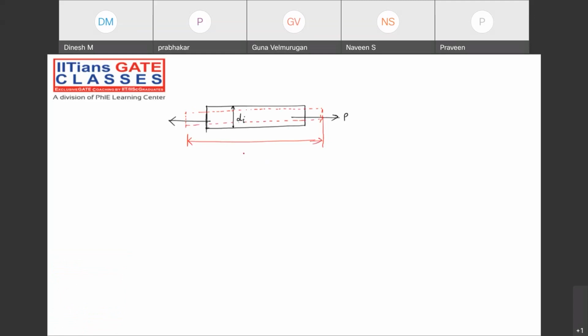Suppose that it is being elongated. Now the final length is L2. Initial diameter, let's suppose D1. Initial length, suppose L1. Now the final diameter will be, suppose, D2. If I ask you what is the longitudinal strain, what will you answer me? And if I ask you lateral strain, then what will you answer me?